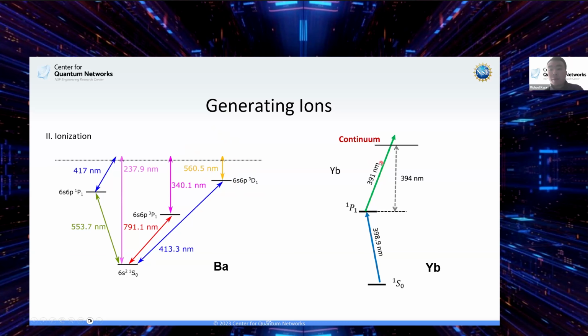Similarly, in the ytterbium case, the 399 as a first step gets it to the excited P state. Ytterbium has another service beam that uses 369 nanometers. And because of that, you can use that laser to directly kick this and save you another laser that you need to do the ionization and that you need to align to the trap.